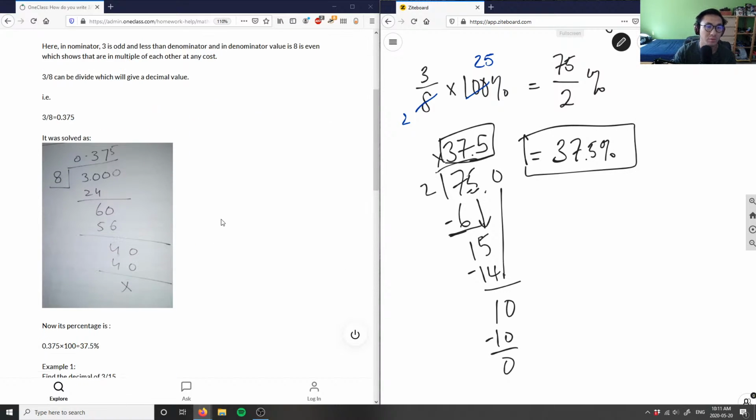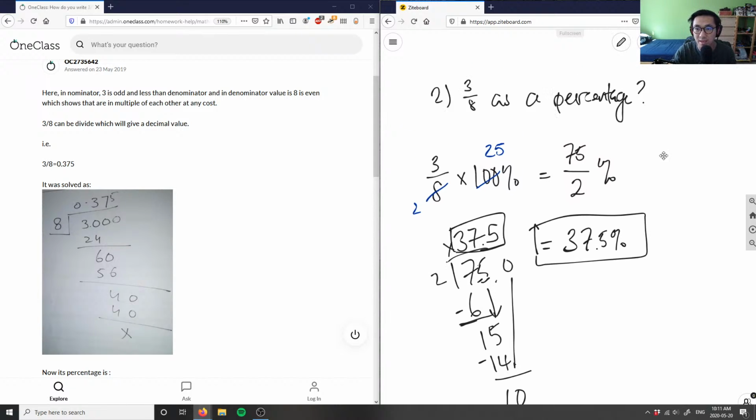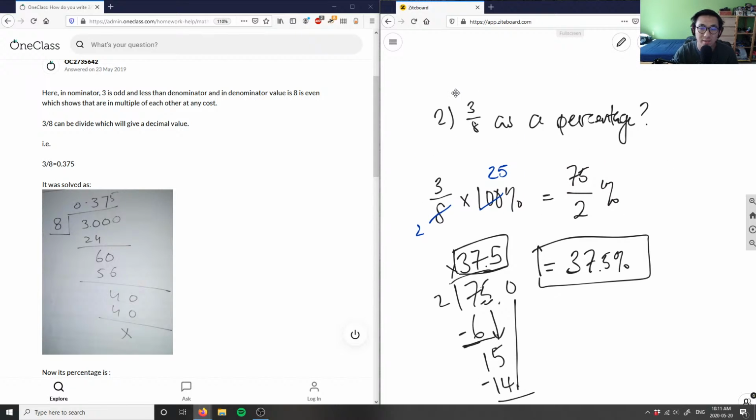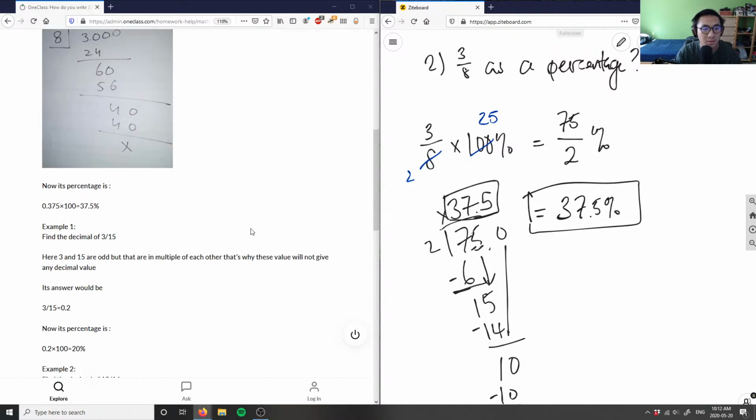And what they did here was they actually converted to decimal first, and then they converted it into a percentage. So either way works fine. I just did mine in one step because I'm allowed to change this into percent. I just have to simply multiply by 100% to change this to a percentage here. And all I had to do was the long division for whatever 75 divided by 2 is, which is 37.5%. So the solution is correct. As you can see, they got the solution correct as well.